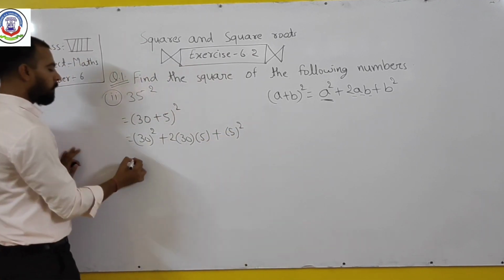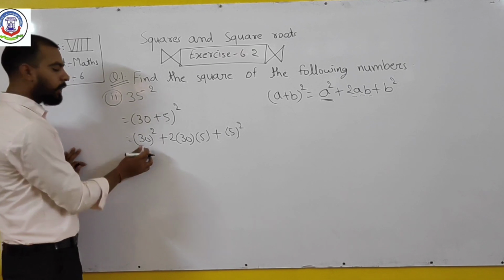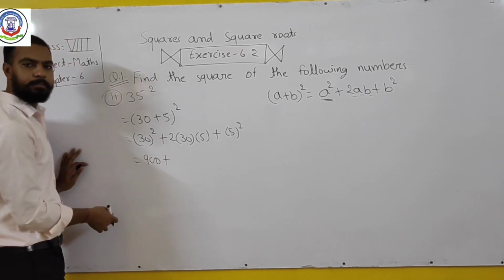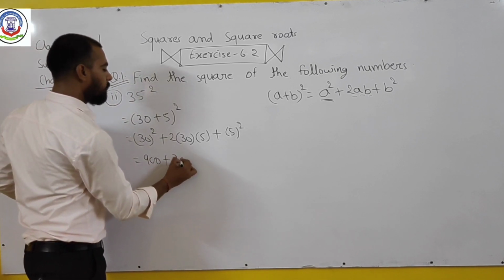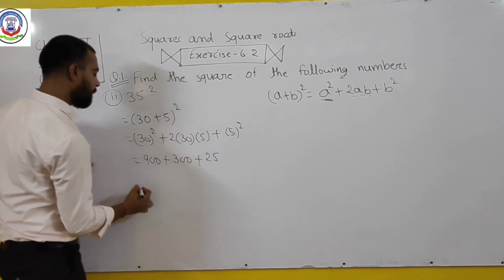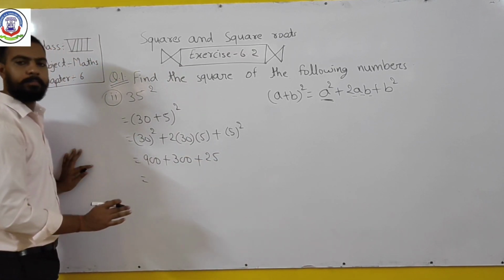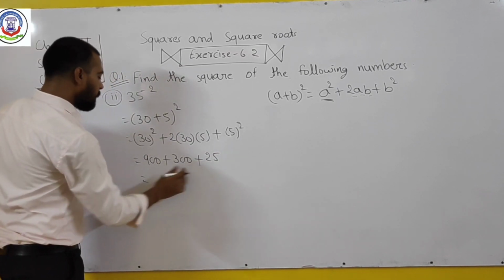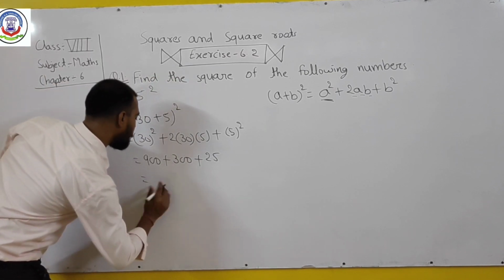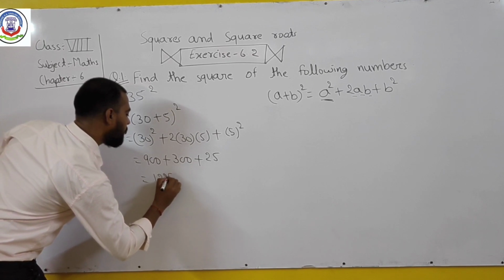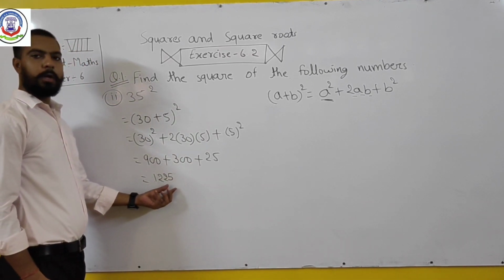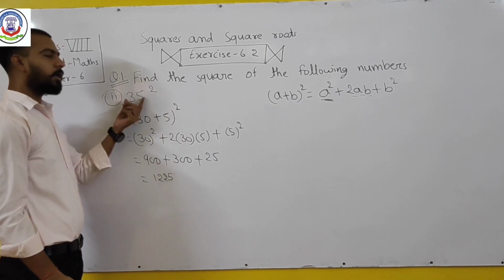Now the square of 30 will be 900, plus multiply these numbers: this will be 300. The square of 5 will be 25. Add these numbers. Now the addition of these numbers will be 1225. So our answer is 1225. That is the square of 35.